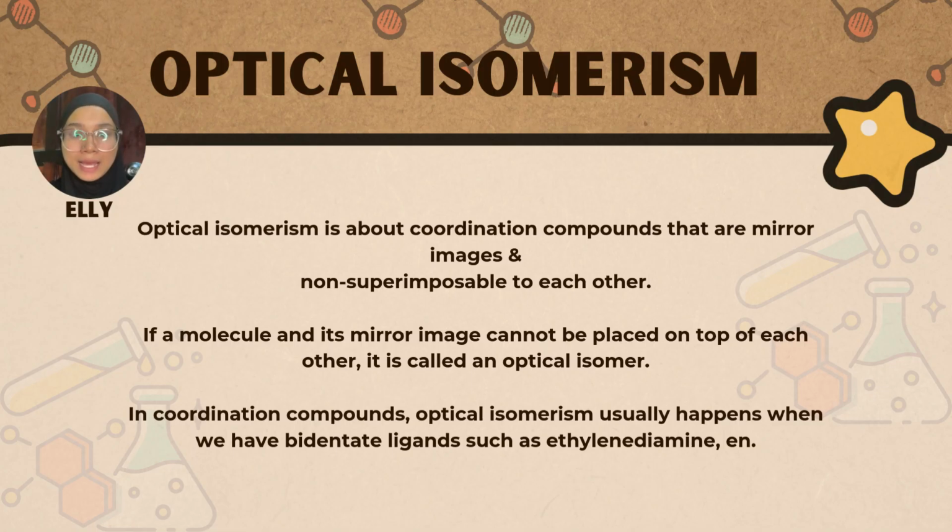Okay, other than that, we move to optical isomerism. Optical isomerism is about coordination compounds that are mirror images and non-superimposable to each other. If a molecule and its mirror image cannot be placed on top of each other, it is called an optical isomer. In coordination compounds, optical isomerism usually happens when we have a bidentate ligand such as ethylenediamine.